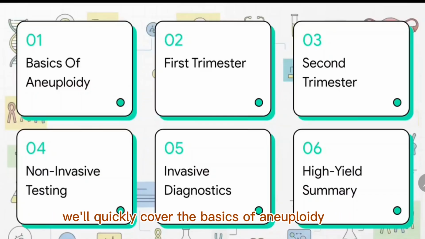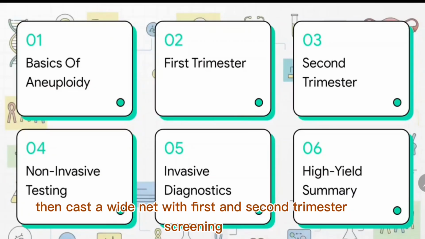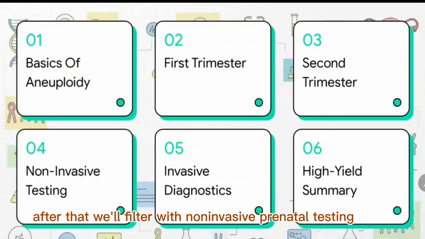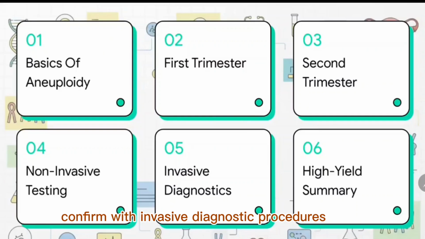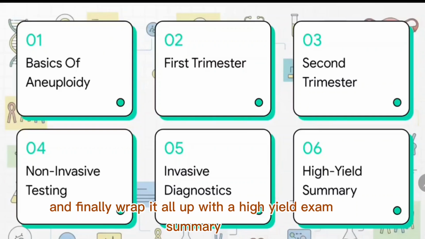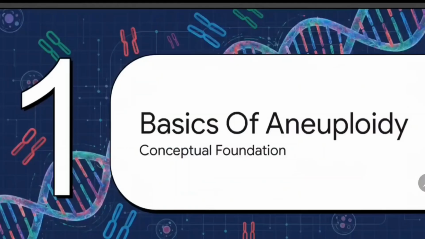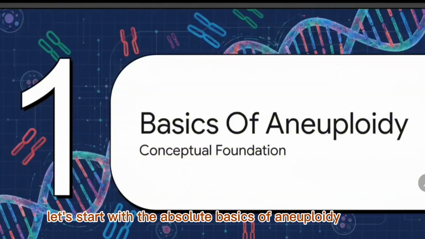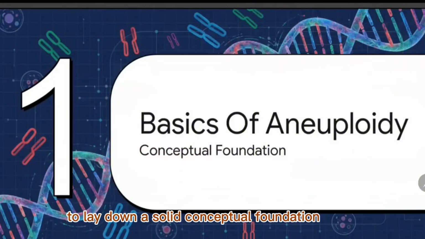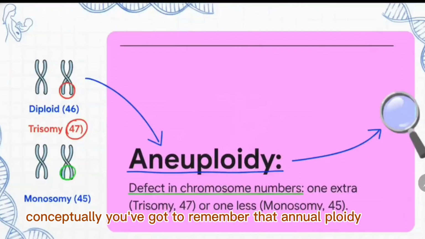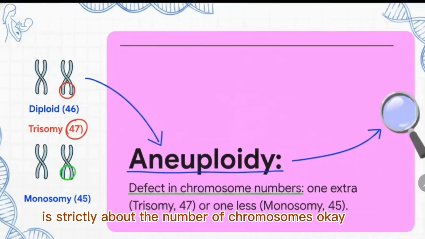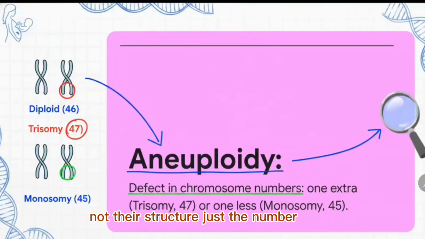We'll quickly cover the basics of aneuploidy, then cast a wide net with first and second trimester screening. After that, we'll filter with non-invasive prenatal testing, confirm with invasive diagnostic procedures, and finally, wrap it all up with a high-yield exam summary. All right, Section 1, let's start with the absolute basics of aneuploidy to lay down a solid conceptual foundation. Conceptually, you've got to remember that aneuploidy is strictly about the number of chromosomes, okay? Not their structure, just the number.